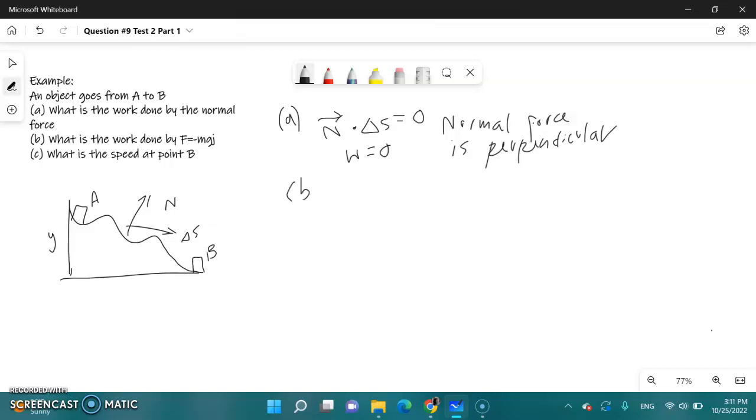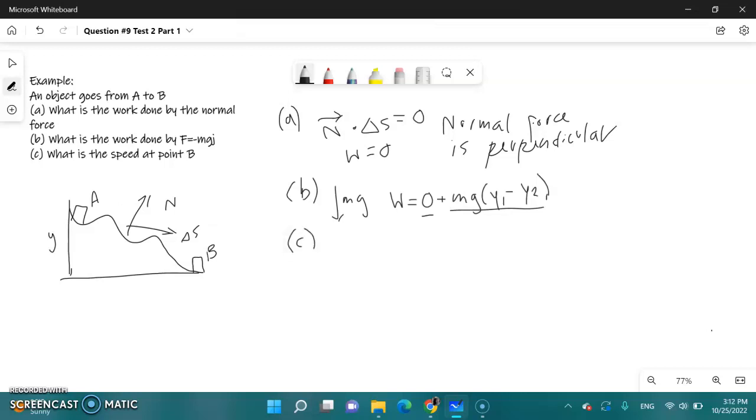And then for part B, we're being asked, what is the work done by F equals negative mg in the y direction? And this would be mainly the weight. So what is the work done by the weight? Since we know that mg is going downwards, the work would simply equal 0 plus mg times the displacement. And that would be the work done by F equals negative mg times the displacement, because that is exactly what we're being asked. And we know that the normal force work is 0, and that's what's being added in this case.